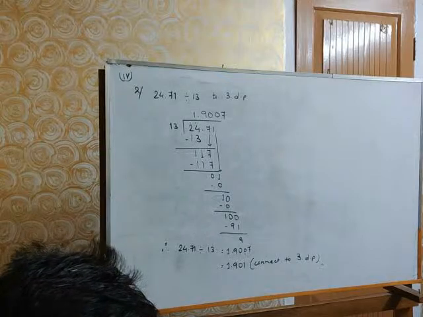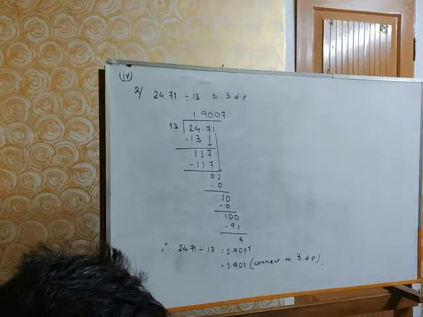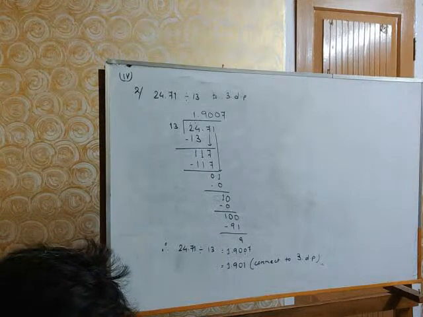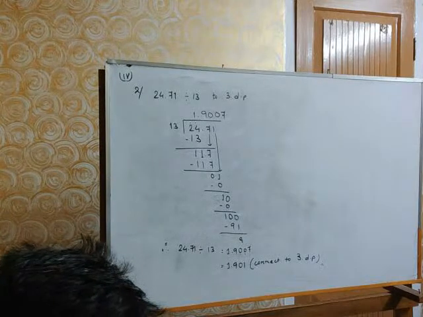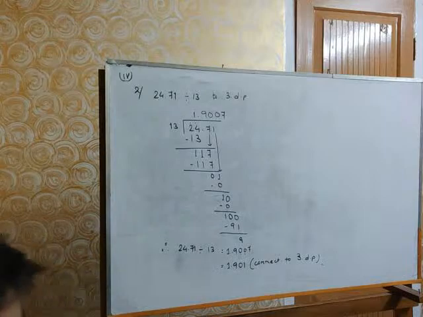Let's move to number 3 then. 16.7 will be divided by 6 and you need to get the quotient up to 2 decimal places. Okay.